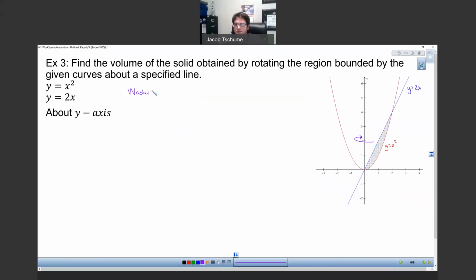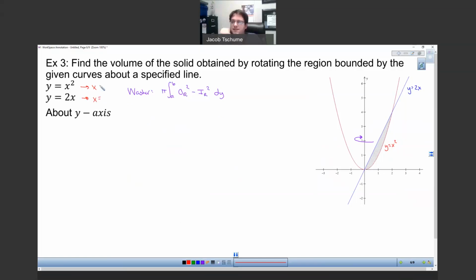The washer method would be pi times the integral from a to b of your outer radius squared minus your inner radius squared. And since we're going around the y-axis, it's got to be in terms of y. Now here's the other issue. Both of the original functions were given to us as y equals f of x functions, so we're going to have to convert both of these into functions of y.